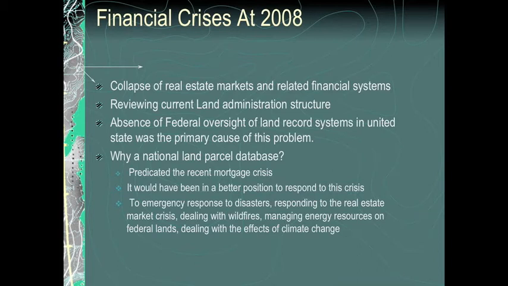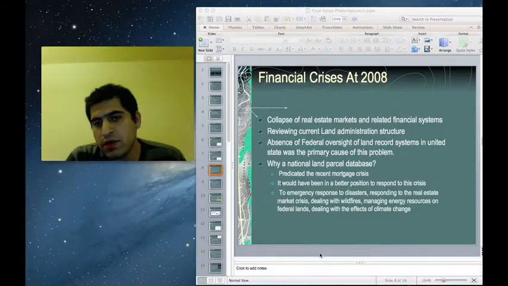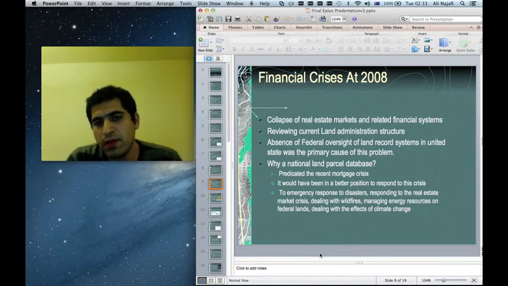They believe the absence of federal oversight of the land record system in the United States was the primary cause of this problem. They think the federal government should have predicted the recent mortgage crisis by tracking different signs, and these signs can be seen in distressed mortgages or decreasing real estate value across the USA. Many believe that if the USA had a good national cadastral system, it would be in a better position to respond to this crisis.